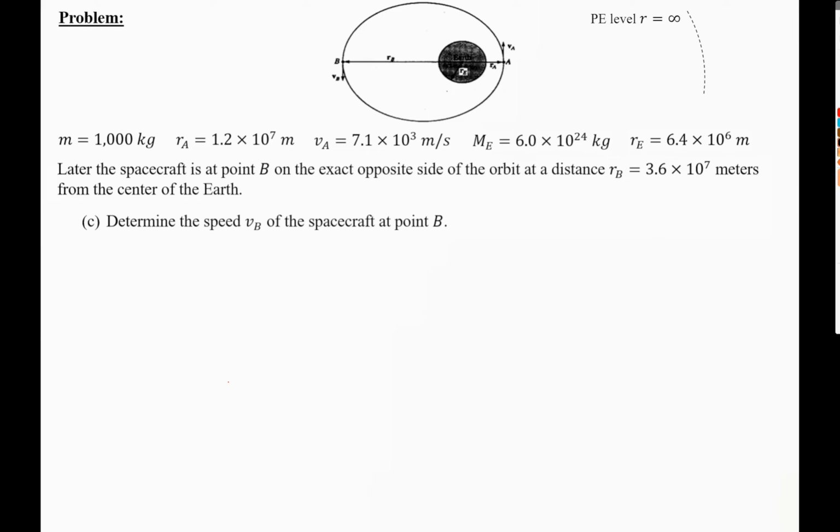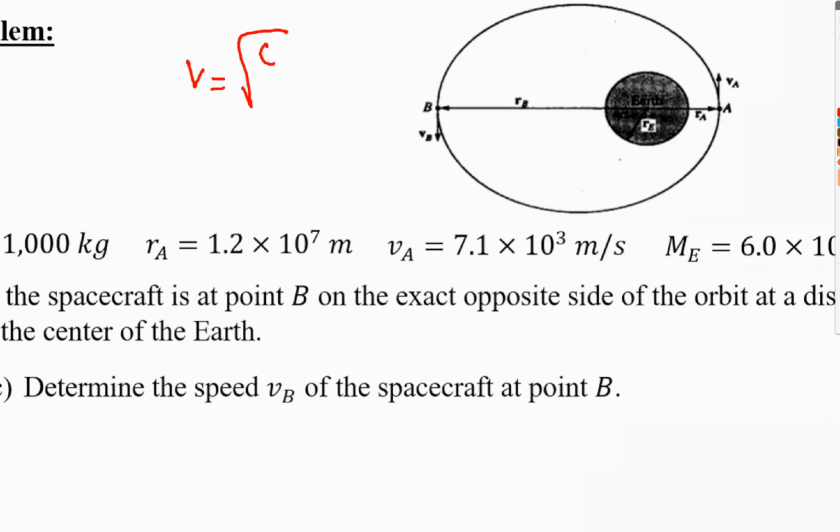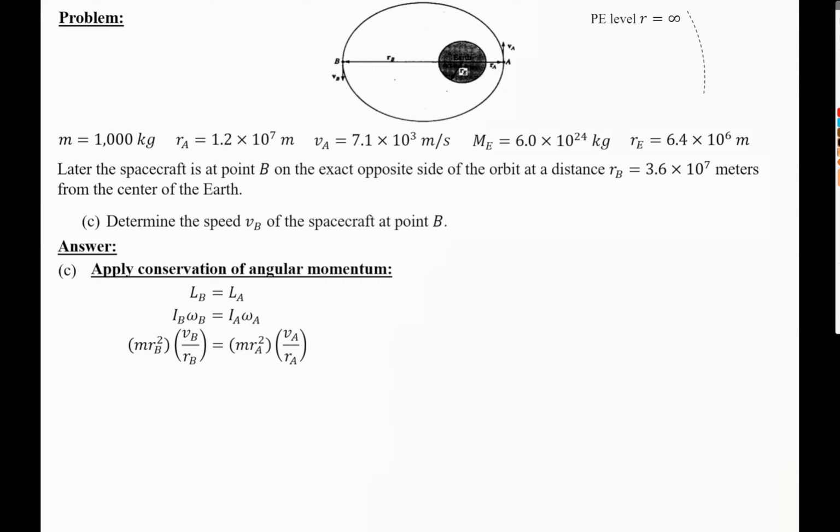Now in part C, we are asked to determine the speed VB of the spacecraft at point B. The first mistake that you might make in this exercise is to use v equals the square root of GM divided by r, since we have the central mass of the Earth and we have RB. But this is not true, because the orbit is not circular, so we need to use the conservation of angular momentum. And here, because we're applying a law, we need to mention it: apply conservation of angular momentum, which means the angular momentum at point B is equal to the angular momentum at point A, so I_B omega_B equals I_A omega_A.